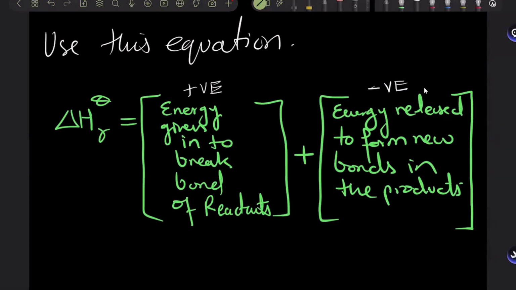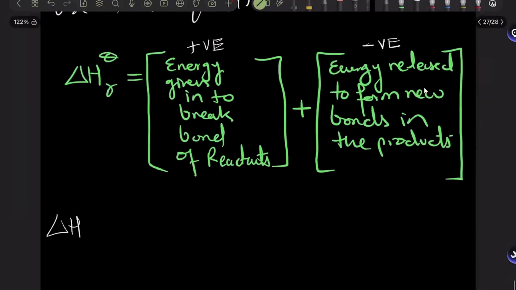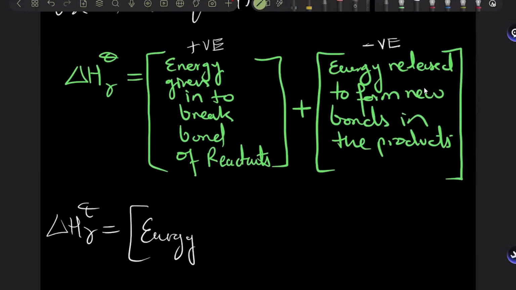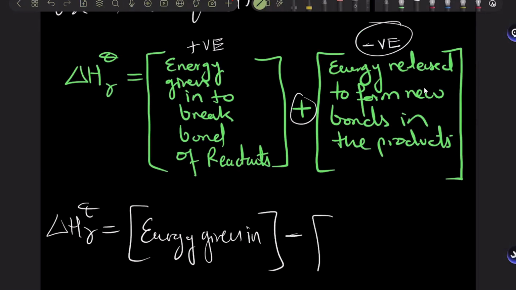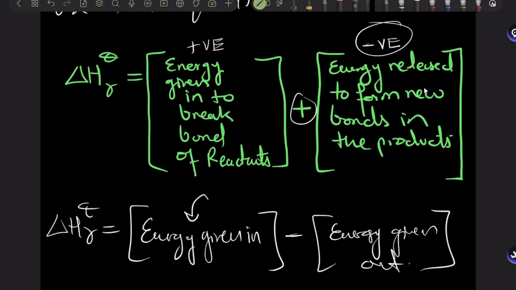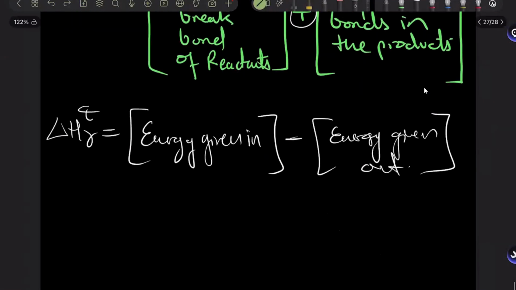All right. So how you can simplify this formula is delta H naught of reaction would be equal to energy given in, which is positive, and its plus minus would be minus energy given out. Now this equation is simplified. Now you do not need to consider any sign when you insert values over here. Just insert whatever value is given in the question. Sorry, into the formula. All right?